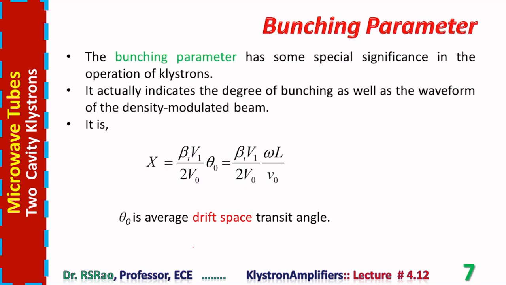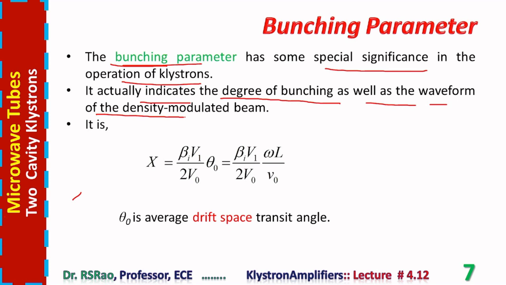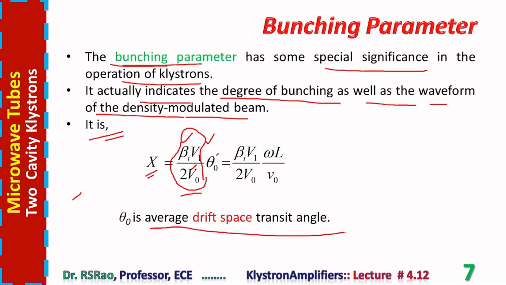Another important parameter in describing the functioning of Klystron amplifiers is the bunching parameter. It has a special significance in the operation of Klystrons. It indicates the degree of bunching as well as the waveform of the density modulated beam. There is an expression for this parameter. Its symbol is X. X is equal to beta i V1 by V0 times theta naught. These are all already described. Theta naught is also described here as the average drift space transit angle.